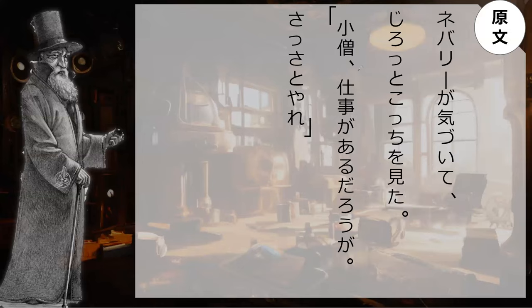And then he said, Kozo, boy, shigoto ga aru daro ga. He says, don't you have work to do? Perfect. Don't you have work to do? That's exactly the meaning of that. Sasatto yare. Yare comes from the verb yaru, to do. He says, get on with it. Exactly. Hurry up and get on with it.